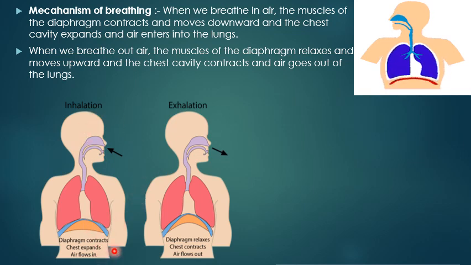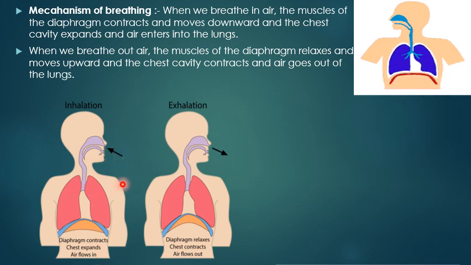The diaphragm, a particular organ which is present below the lung, contracts and moves down. What happens to the rib cage? The rib cage moves upward and outward and it expands. Got it? So this results in increasing the volume of the chest cavity and reduces the pressure inside it. So this is the process which takes place in inhalation.